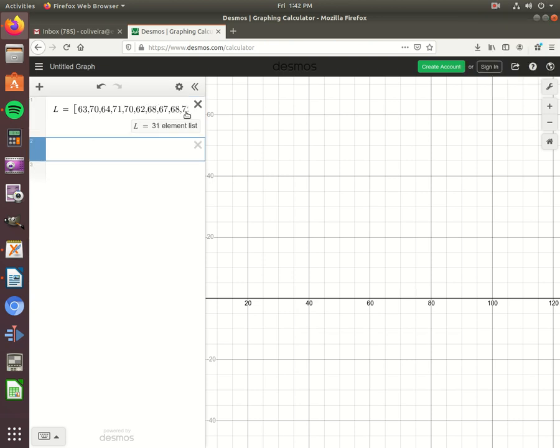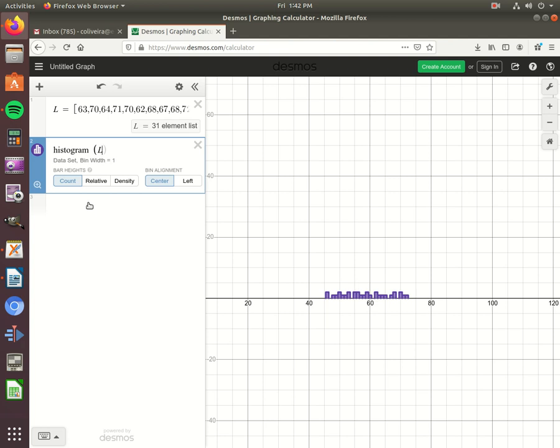I finished putting this data in. You can see the string. There's 31 pieces of data in there, just what we had on the other sheet. Now, what I do here, it's very simple. I just type in histogram, and in parentheses I put L because this data list is named as L, so it made a histogram for me. But there's a couple of things I want to point out.